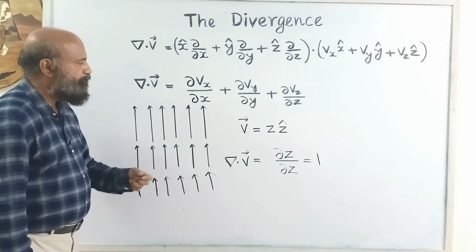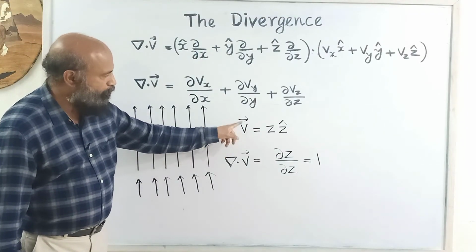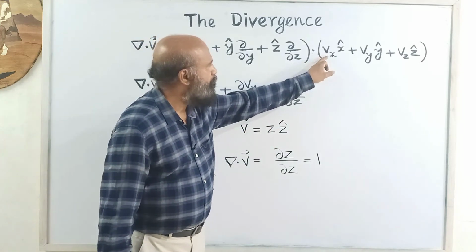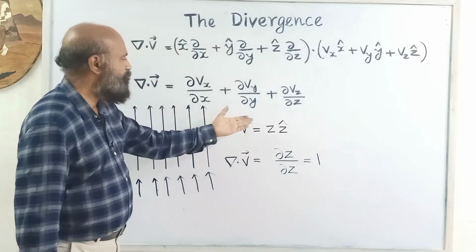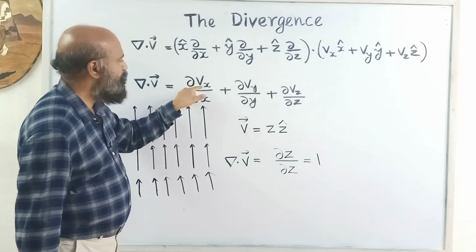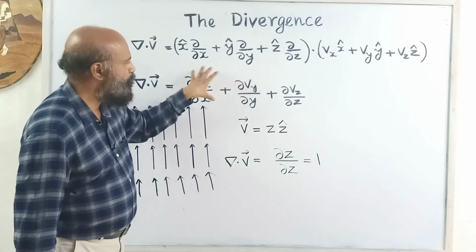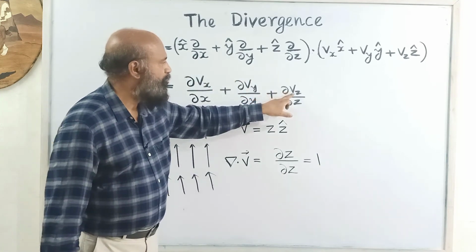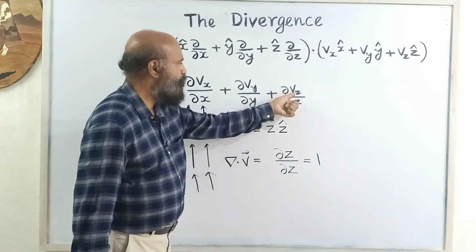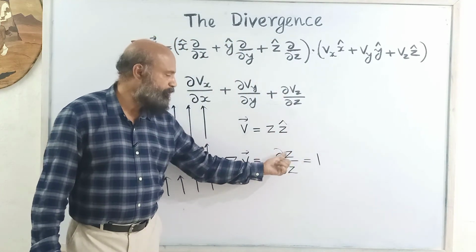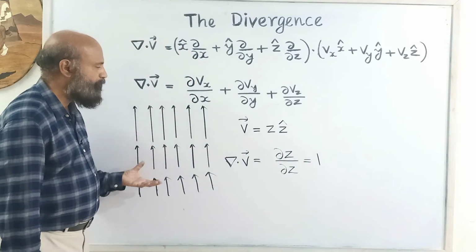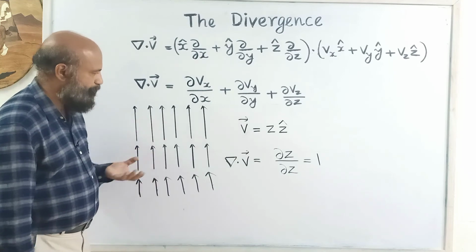In this case, the vector function is z z cap. So here Vx, Vy are 0, so these two terms are not there. Then instead of Vz, it is z. So dou z by dou z is equal to 1. So in this case also the divergence is positive.